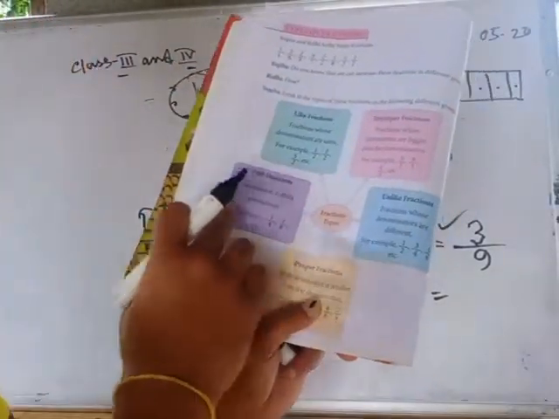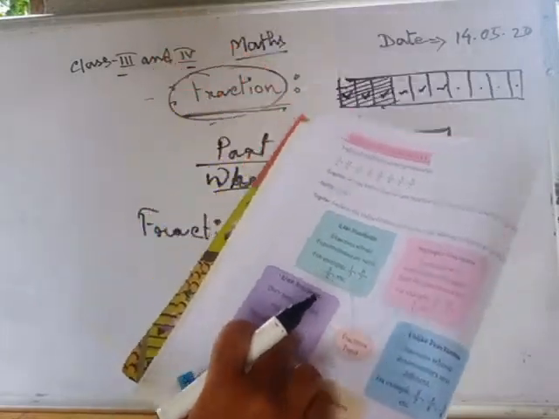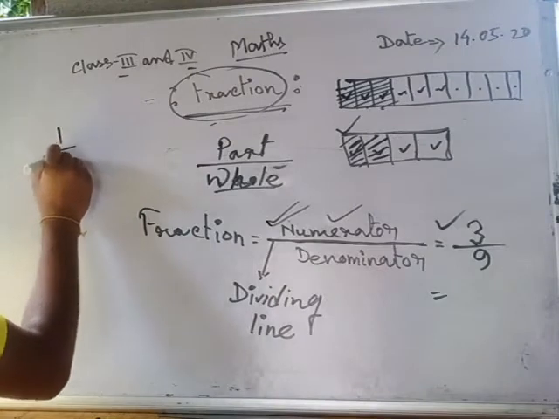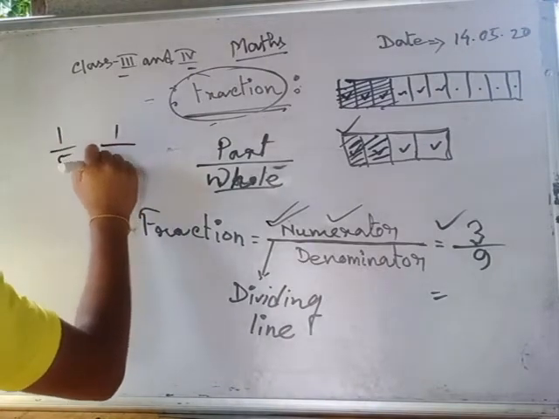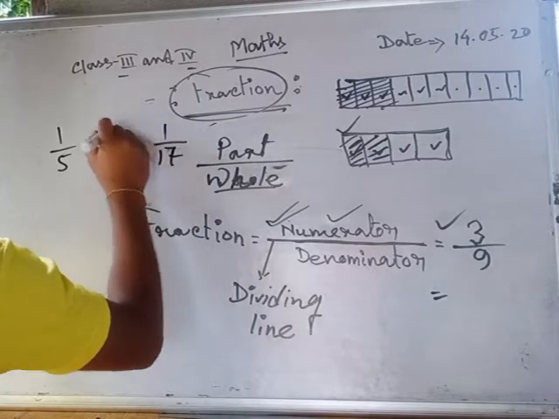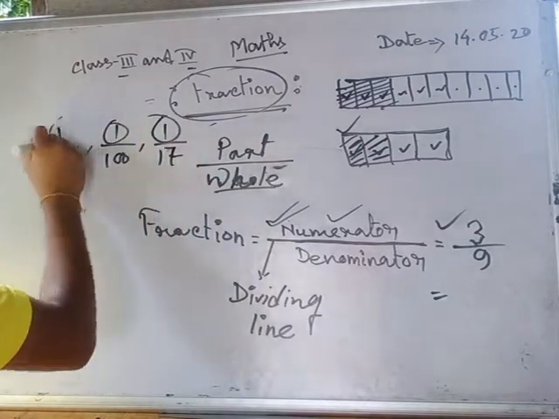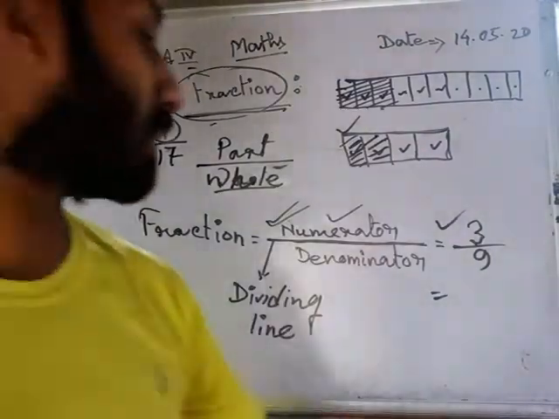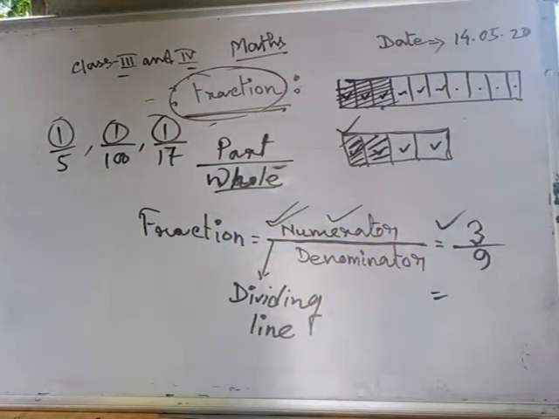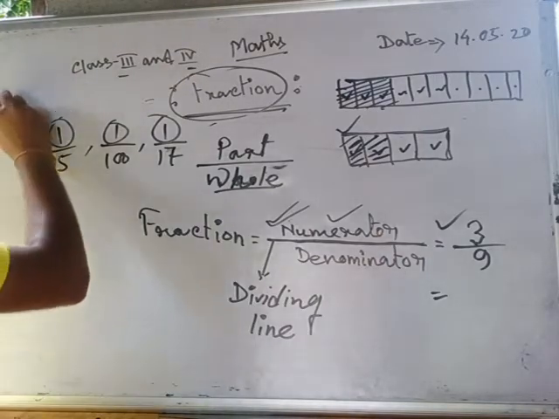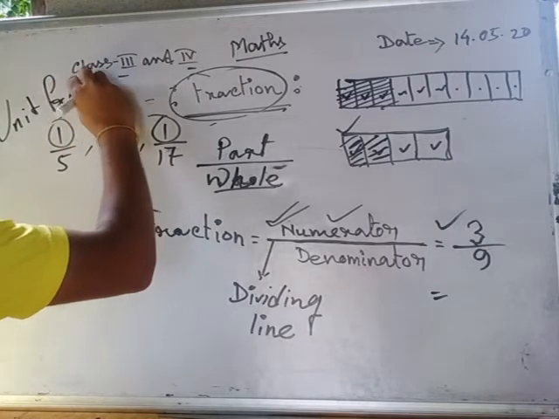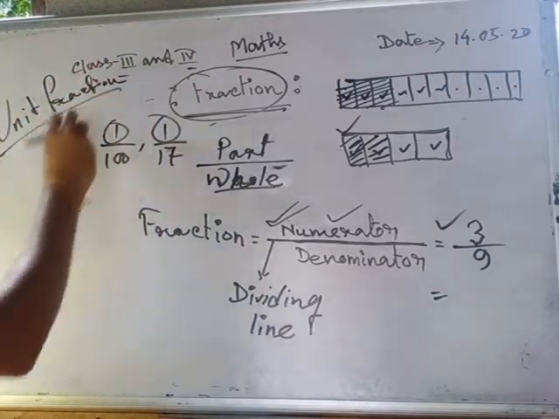Unit fraction: all of these fractions have one as the numerator. Suppose it is 1 by 5, 1 by 100, 1 by 17, like this. In all of these fractions the numerator is 1. It is called the unit fraction. Unit fraction. Okay.